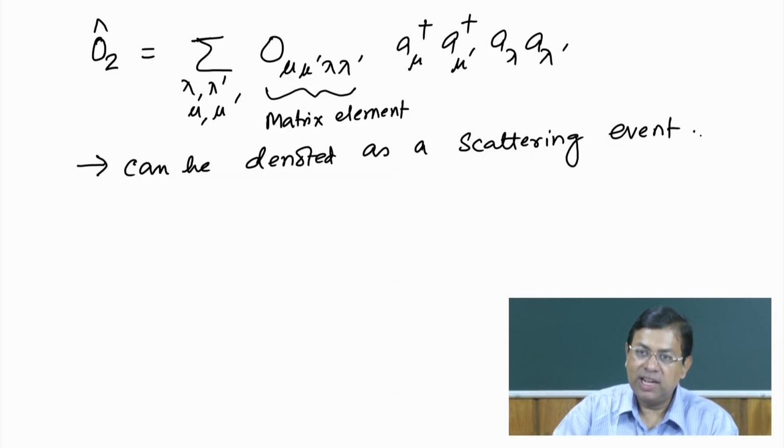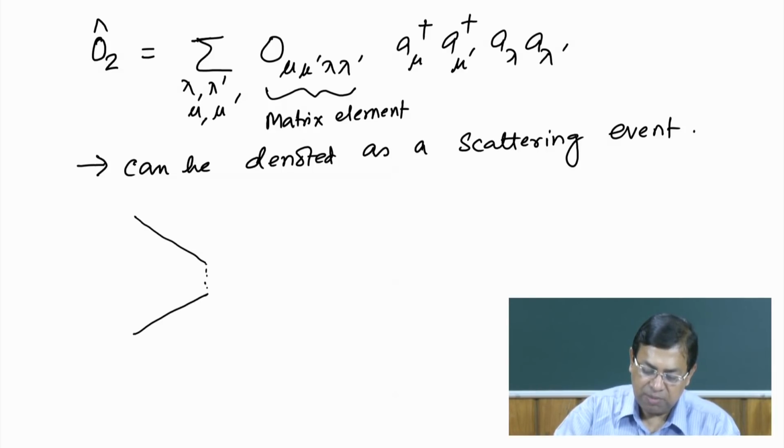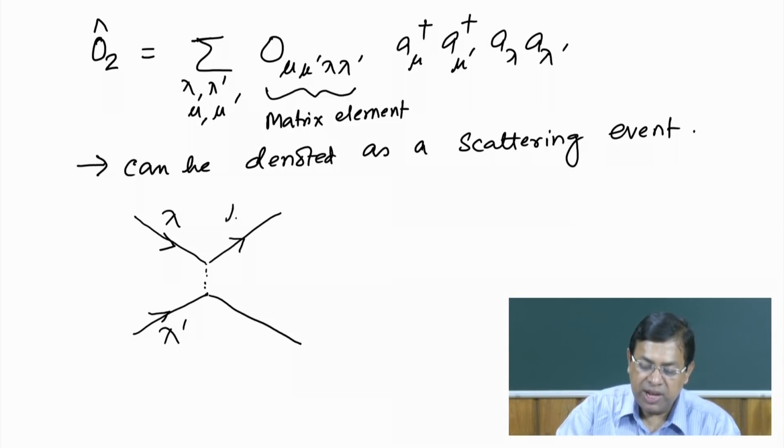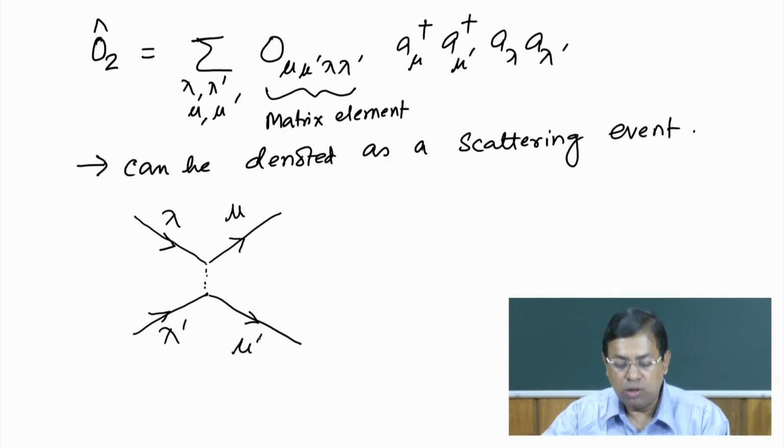So, I will draw that scattering event. A pictorial representation of that scattering event can be like this, and there is some interaction there, and it could be going like this. So, a particle from a state lambda is coming, a particle from a state lambda prime is coming, and they are getting created in mu and mu prime. It could also happen that lambda goes to mu prime and lambda prime goes to mu, but that is equally a possibility for these scattering problems.